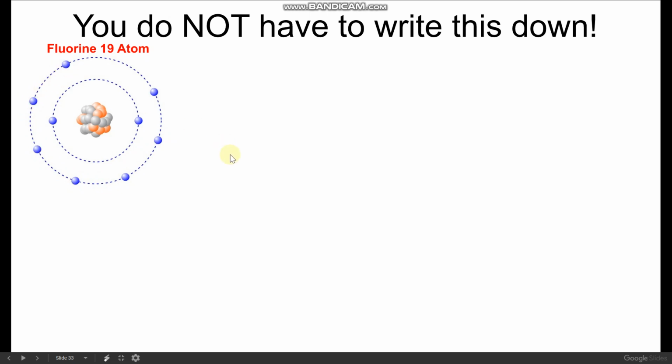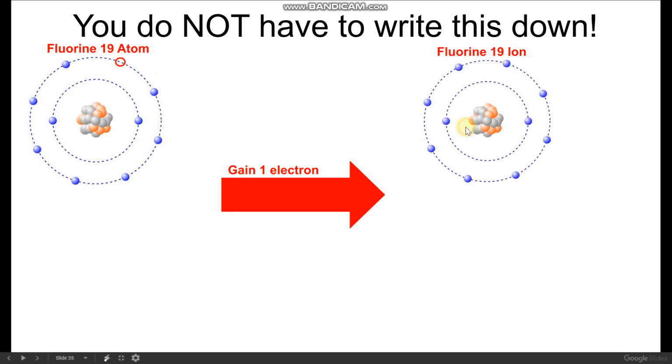Okay, now remember that nonmetals, they gain electrons. So this one is going to gain 1 electron. So I drew a little circle here just to show the electron that's gained. Again, you do not have to write this down, so just be paying attention right now. And so then it's going to gain an electron right there. So we can draw the ion with 1 extra electron in there. And so this atom, because it has 9 protons in the middle, but it has 10 electrons on the outside, 9 minus 10 is -1. So this atom has a -1 charge.